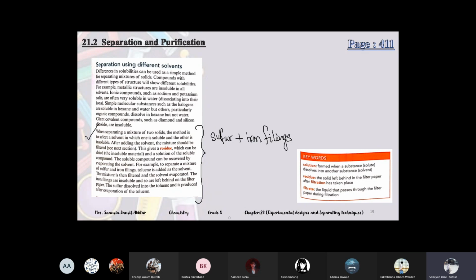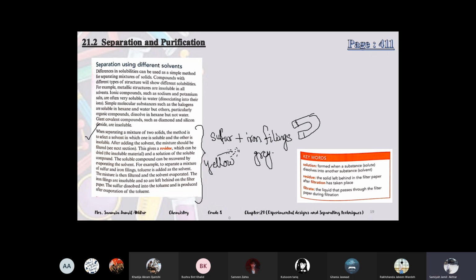Sulfur and iron filings, they are both in powder form. Sulfur is yellow in color and iron filings are grayish in color. So we have to select a suitable solvent in which one of them is soluble. You can also use a magnet, and then you can separate the iron filings from that. Yeah, we can also use a magnet. In the previous edition of the book, there was a magnet example.